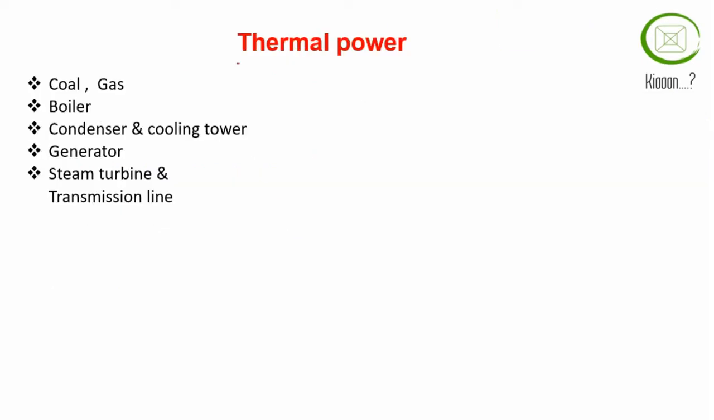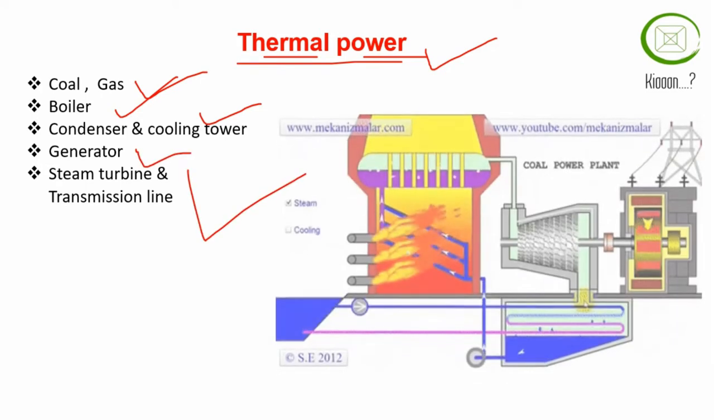First of all, what is the basic meaning of thermal power? Therm means heat while power means electricity. In thermal power, electricity is generated from heat. The basic requirements to generate electricity from coal or gas are the following things: coal and gas, the main resources, boiler, condenser and cooling tower, generator, steam turbine and transmission lines.